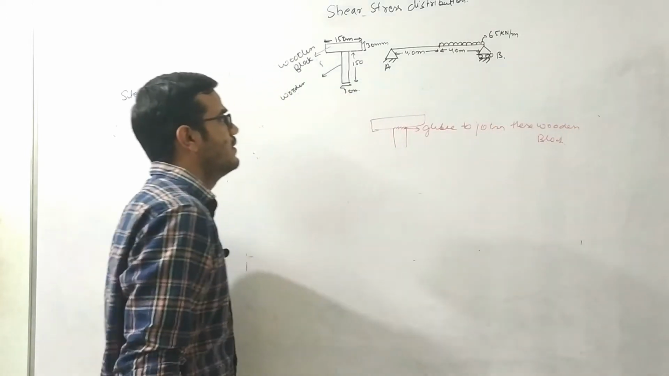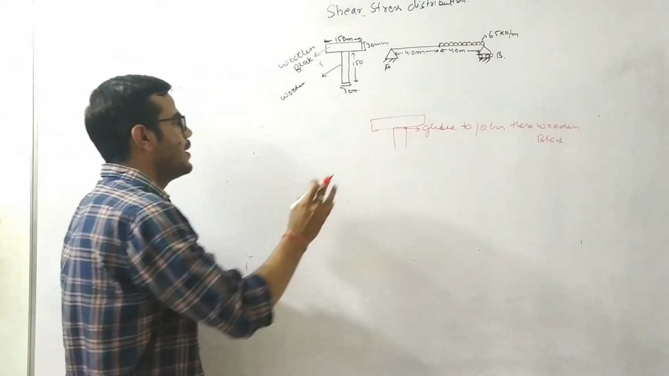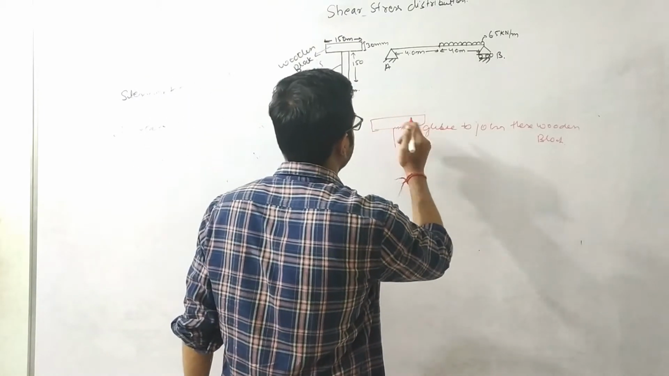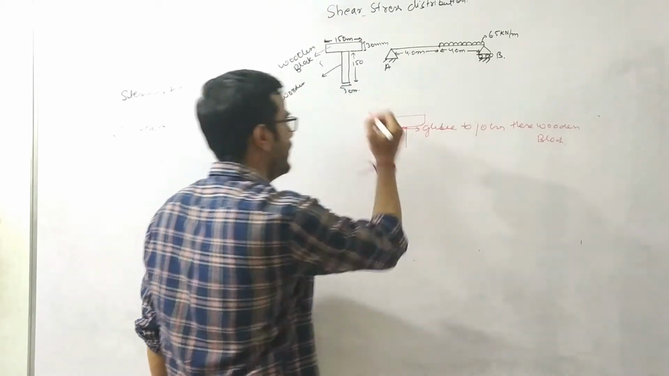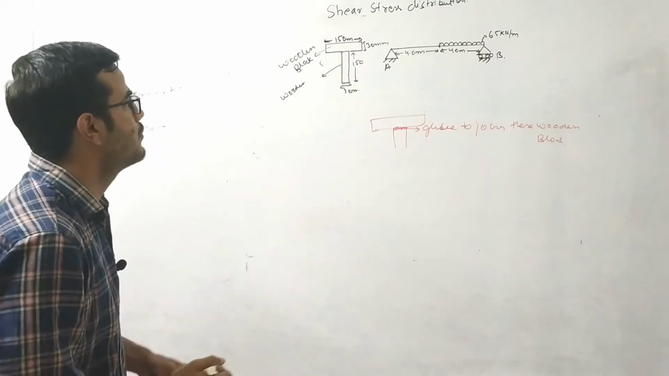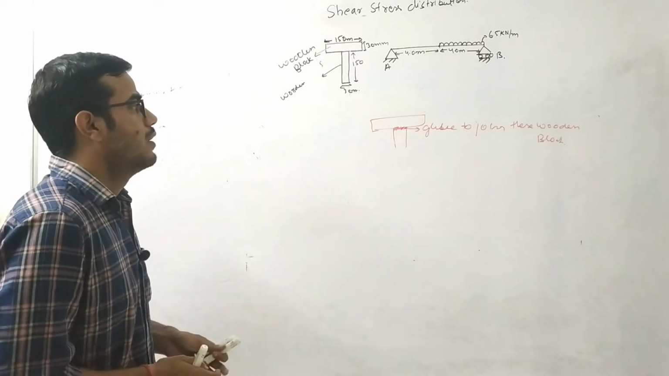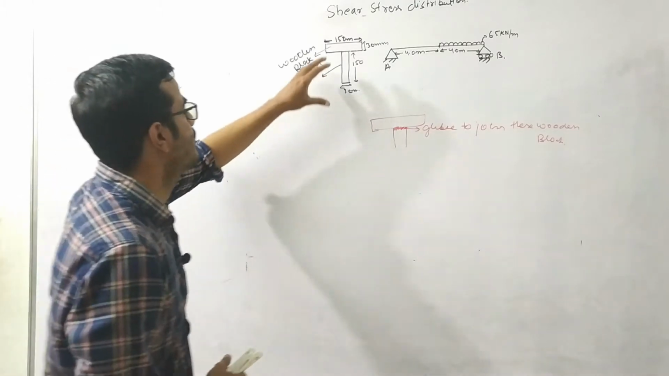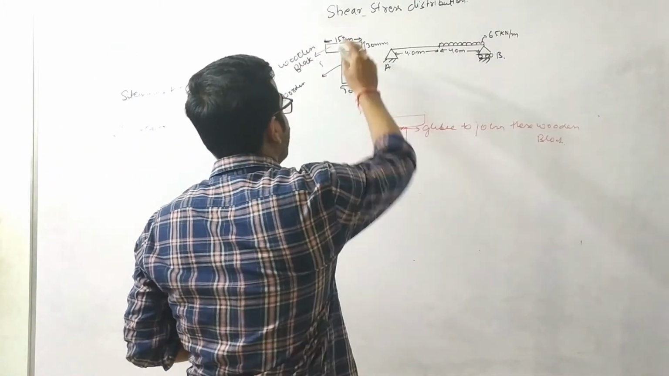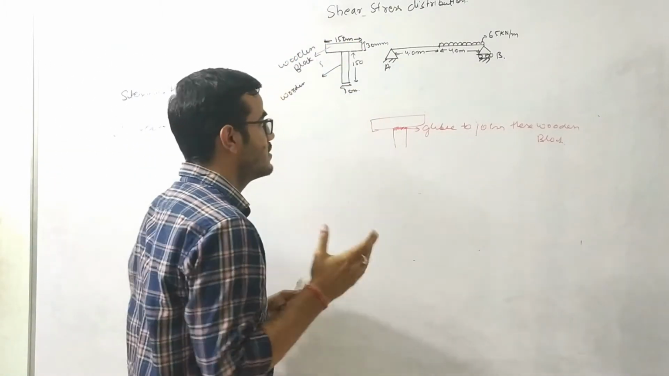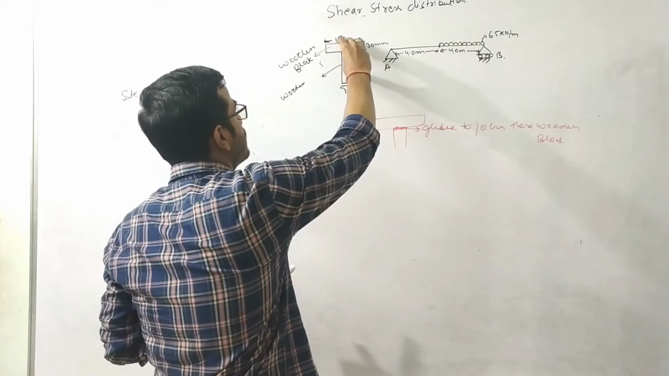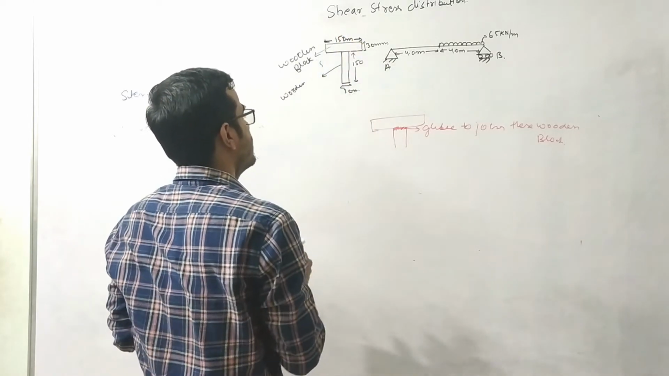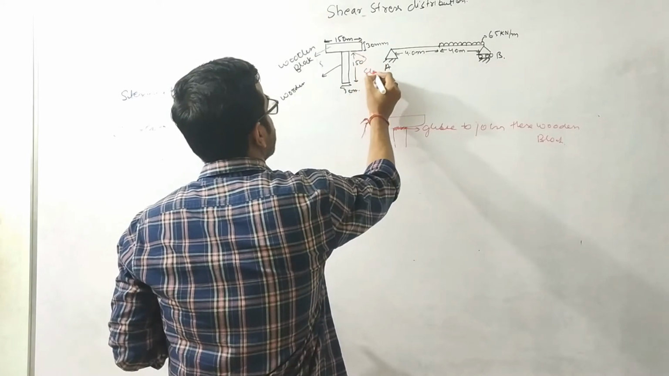So now my question is, how much stress is coming to this glue at this joint? Or in other words, how much resistance does this glue need to provide so that these two portions should not slide over each other?